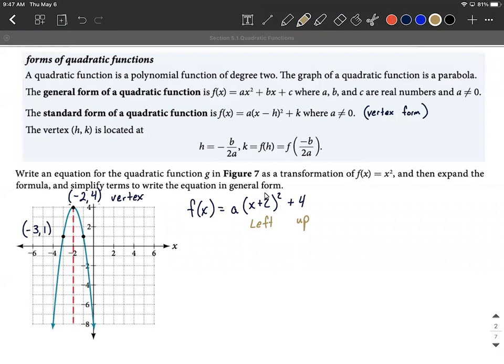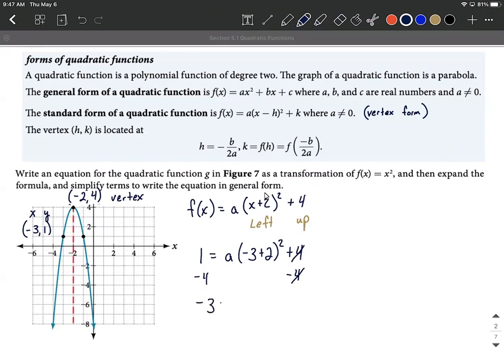All right, so we've used our vertex, but the next thing we want to do is use that other point that we found. That's an x value of -3 and a y value of 1. So y, or f of x, is going to get 1 equals a times, I'm just filling in here, (-3 + 2) quantity squared, +4. Now we have an equation that only has one unknown. We don't know what a is, so our next goal is to solve for a. So I'm going to go ahead and subtract the 4 to the other side.